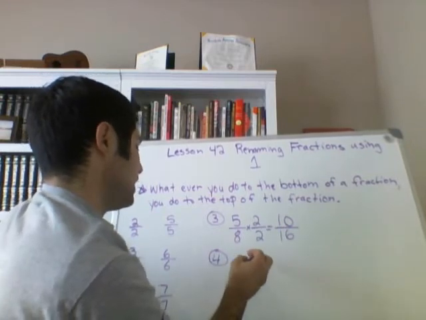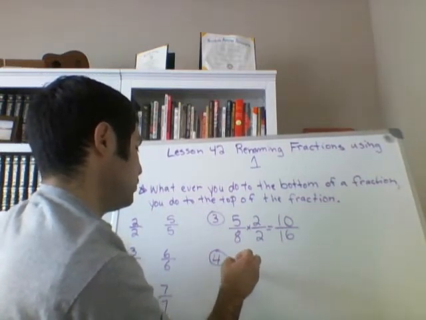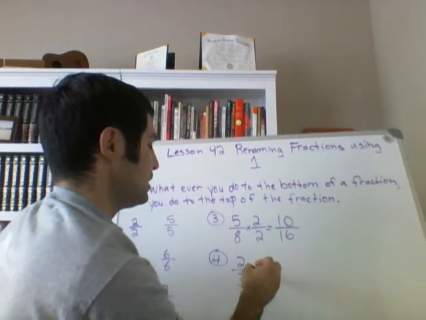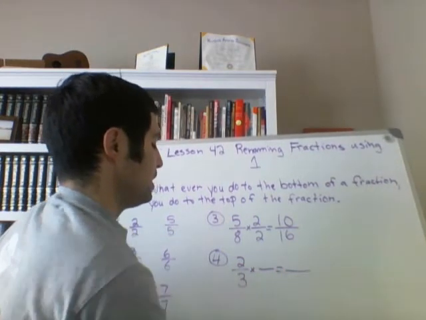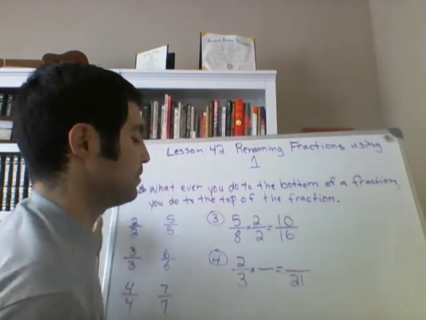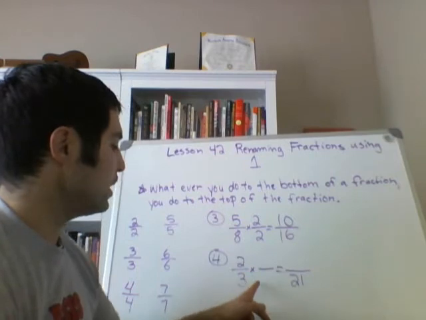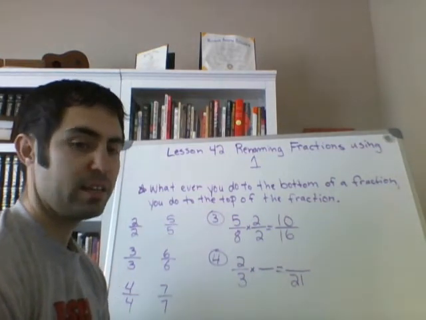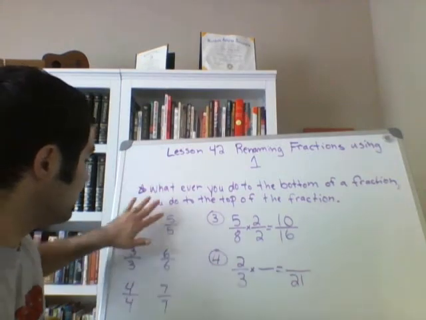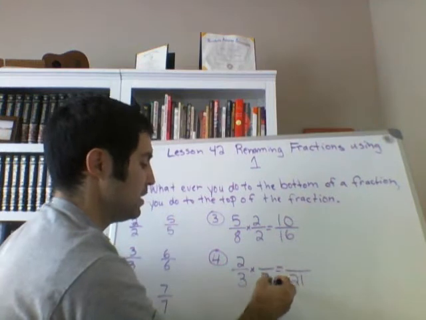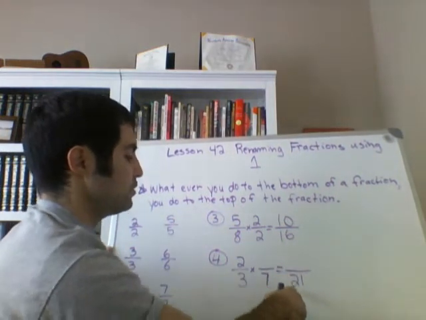Let's do 2/3. And I want to multiply that by something that will give me, let's say, 21 on the bottom. Alright, so what number times 3 equals 21? I'll give you a second to think about it. I'll give you a hint. It's one of these fractions over here. The answer is 7. 3 times 7 equals 21.